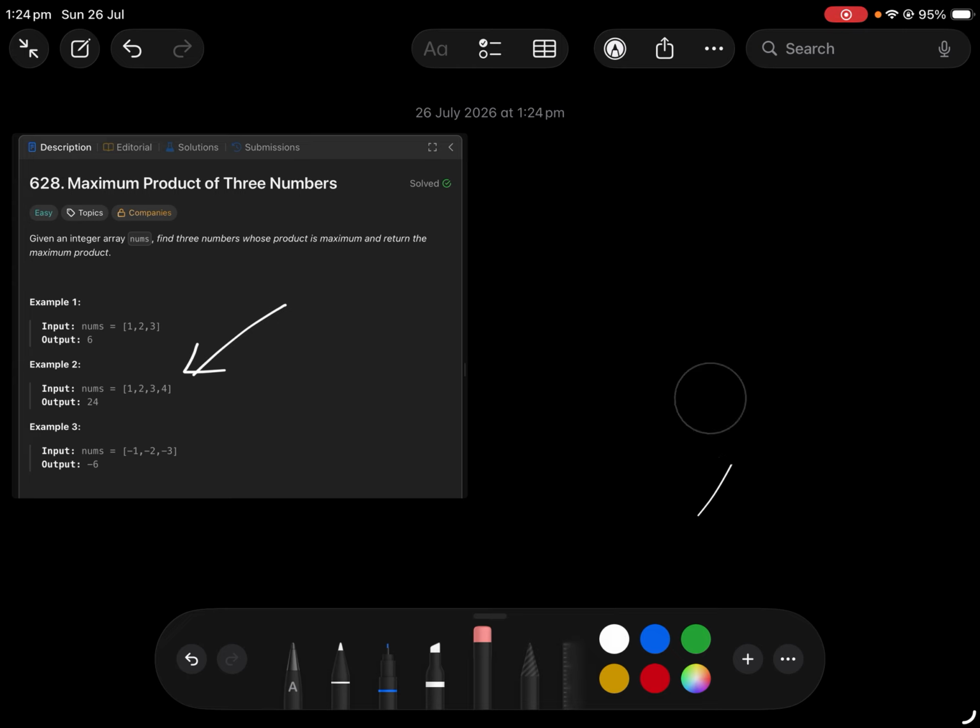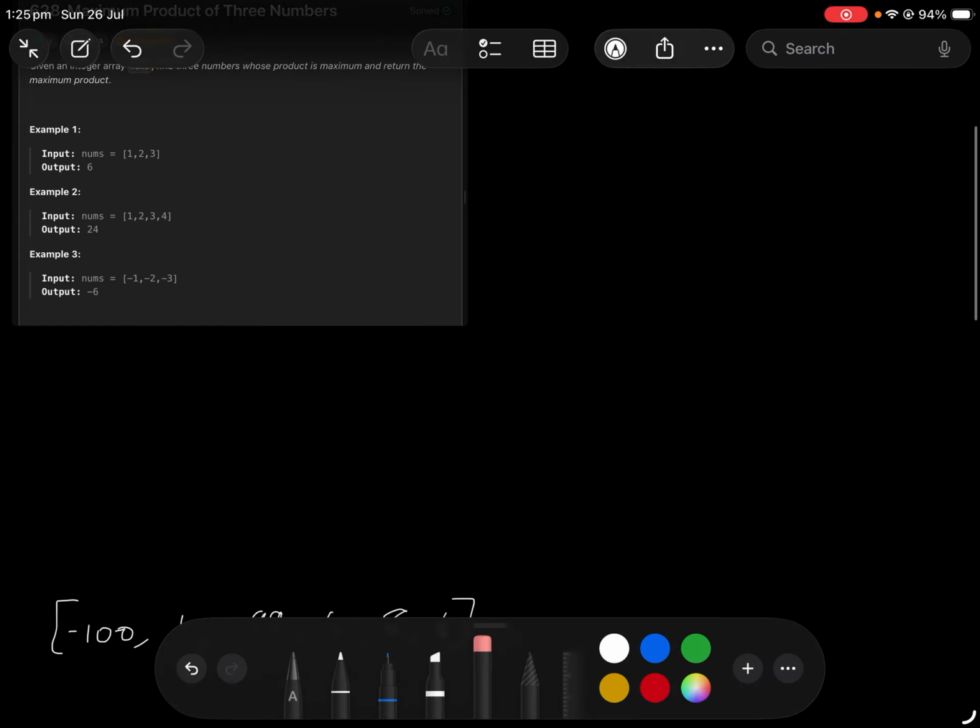Why? Because in yesterday's question the constraint was that this array had only positive integers. That logic of finding the three maximum numbers from this array and multiplying them will work only when this array contains only positive numbers. But if it contains negative numbers, you can't apply that logic. I'll explain it with an example.